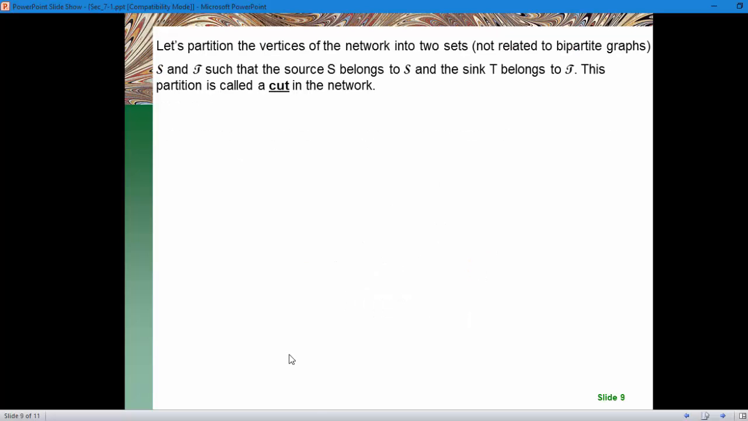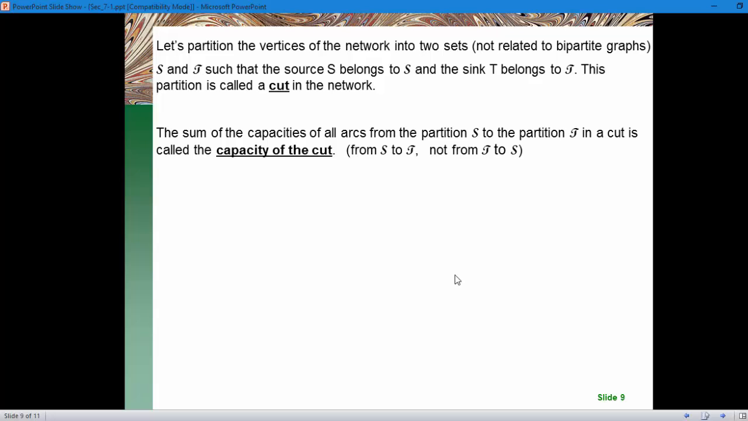Now let's define cuts in a network. We're going to partition the vertices of the network into two sets. This is not related to bipartite graphs. This partition will have the sets S and T. Set S will contain the source, and set T will contain the sink.